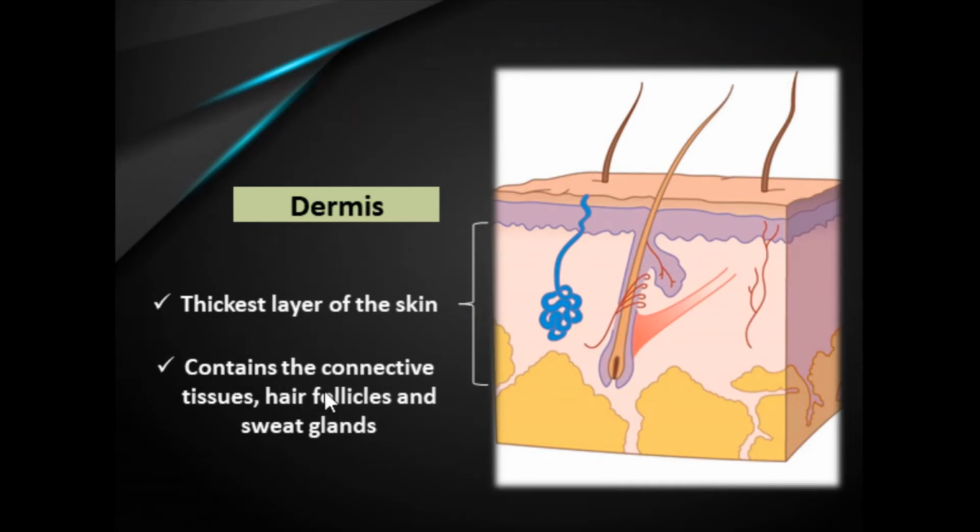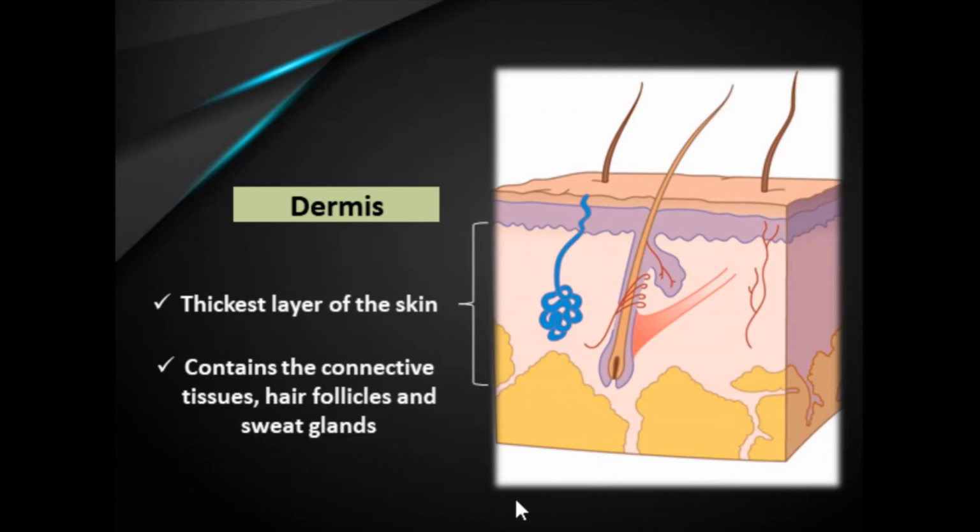It contains the connective tissues, hair follicles, and sweat glands. So I have said the skin functions to regulate the sweat coming outside the body, right? Sweat glands are found in this part. Again, what is this part? Dermis. Very good. Dermis is the thickest layer of the skin and it contains the connective tissues, hair follicles, and sweat glands.